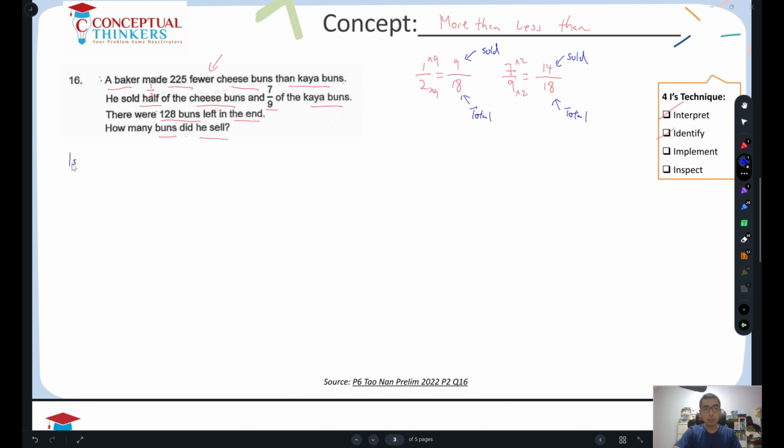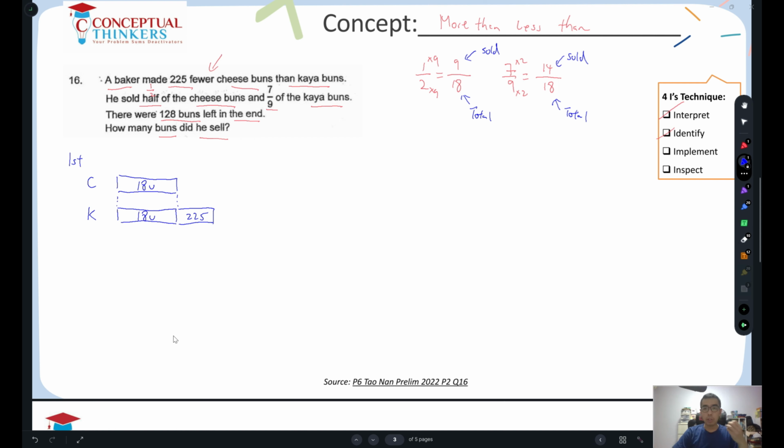So let's look at what happened at first. We have cheese buns and we also have kaya buns. I'm going to show that cheese buns will be this length in terms of the model. Now for kaya buns, it will be this length plus another 225, because they mentioned that the cheese buns are 225 fewer than the kaya buns. So I believe everyone understands this. Now the reason why I put them in the same denominator is because this denominator number will be the number I use for the units. So I call this 18 units.